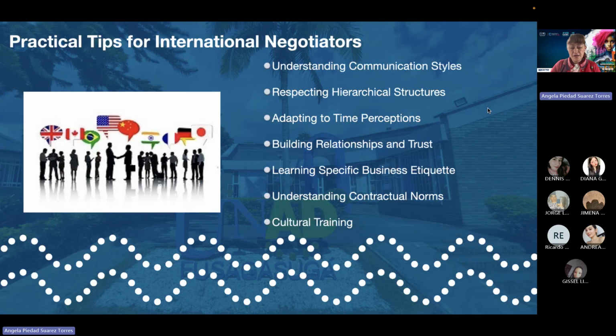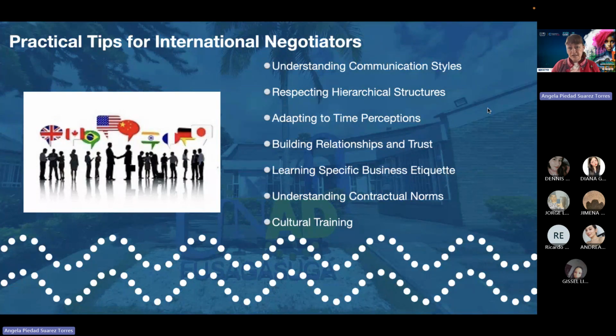Some practical tips for international negotiators. Well, those are like general ideas when you're going to start the process of negotiation. Of course, you have to go deeper and learn more and understand more. But those are like the general elements that you have to always consider.